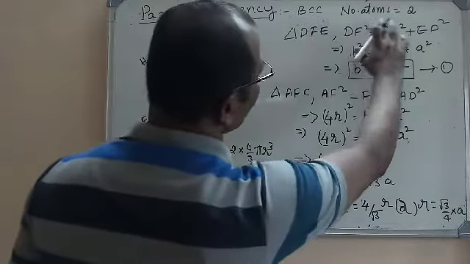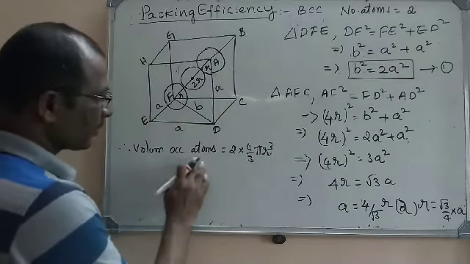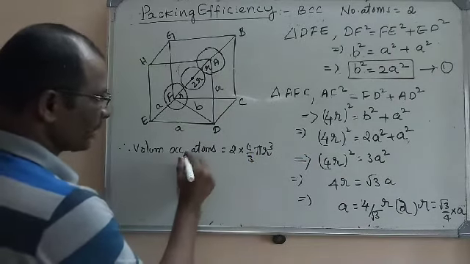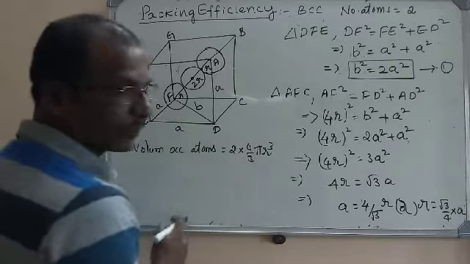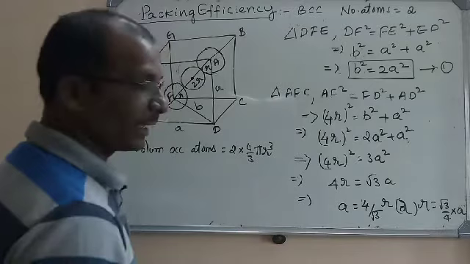What is the number of atoms we have here? 2. So the volume occupied by 2 atoms here, you can write directly, is 2 into 4 by 3 pi r cube.